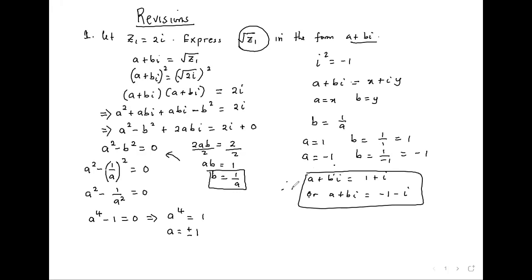Sir, hello. I'm confused how come the other one is positive and the other one is negative i? Because look, b depends on a. So when a is negative, b also is negative. And why are we saying plus or minus? Because this is an even power. It's like squared. So you'd say a squared is equal to 1, meaning a is equal to plus or minus 1.